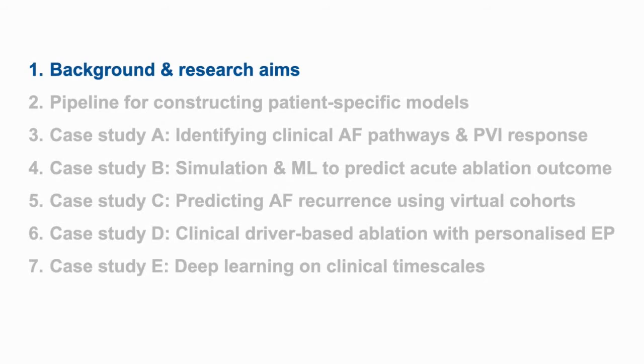So here's an outline of what I'll be talking about. I'm going to start with some background and some research aims. I'll then go through how we make our patient-specific models. A lot of the work has gone into developing this pipeline, so that will be a component of the talk. I'll then go into some actual research, and go through some case studies for how we predict either the acute outcome of the procedure, and then move on to predicting clinical AF recurrence, so whether the disease recurs or not.